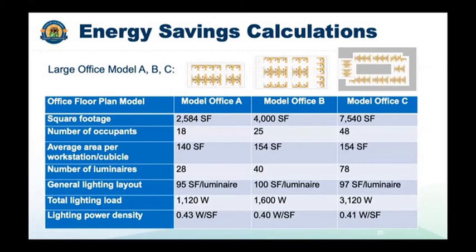One is about 2,500 square feet. Office B is about 4,000 square feet. And Office C is about 7,500 square feet.